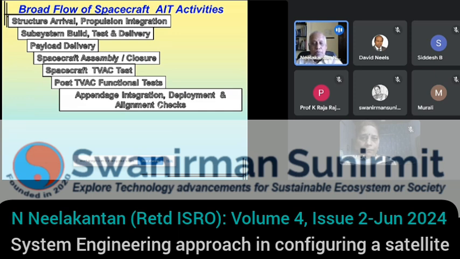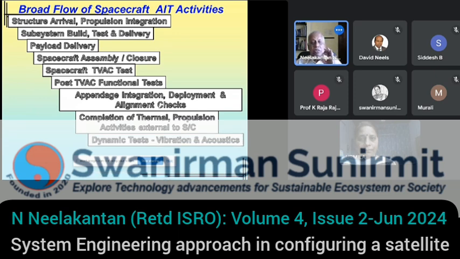Appendage integration means the antennas, deployable reflectors, and deployable solar arrays are added. Various external propulsion equipment like thrusters and sensors are added. TTC antennas, which are external to the spacecraft, are mounted. Wherever deployment is necessary in orbit, it is done on the ground to check the alignments. Then completion of thermal and propulsion activities external to the spacecraft, and dynamic tests like vibration and acoustics, which will be prevalent during the ascent phase. Then post-dynamic functional checks of all subsystems, and the RF test in the compact antenna test facility in radiative mode, mostly for the payloads.